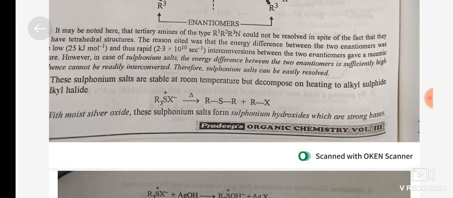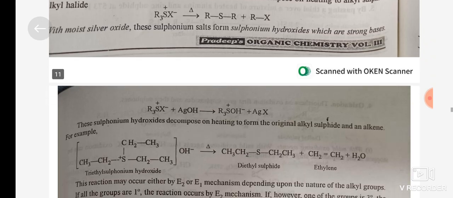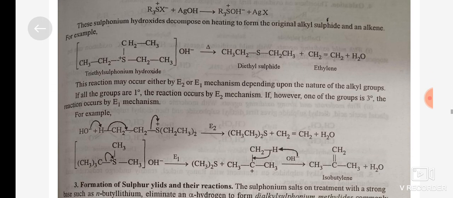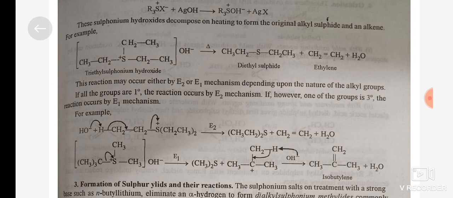These sulfonium salts are stable at room temperature but decompose on heating to alkyl sulfide. R3S+ X- on heating will give RSR plus RX. With moist silver oxide, these sulfonium salts form sulfonium hydroxides, which are stronger bases. These sulfonium hydroxides decompose on heating to form the original alkyl sulfide and an alkene.